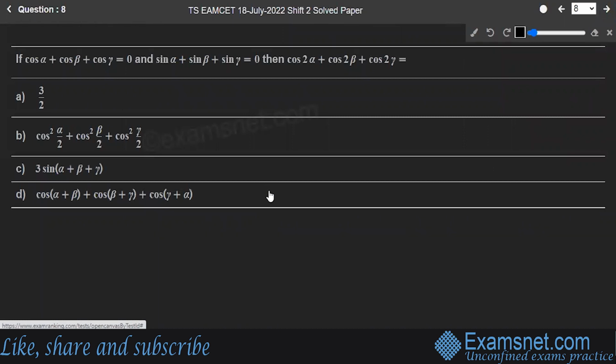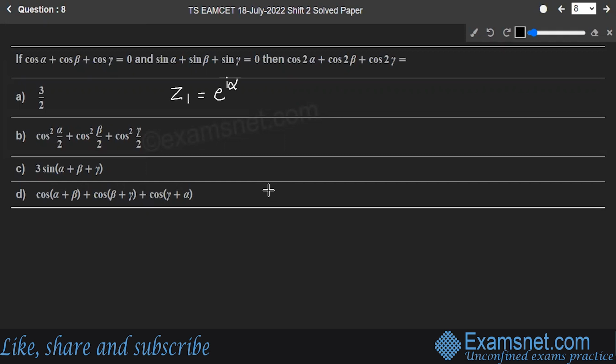Trigonometry problem before us. If cos alpha plus cos beta plus cos gamma is equal to 0, sin alpha plus sin beta plus sin gamma is equal to 0, then cos 2 alpha plus 2 beta plus 2 gamma is equal to what? Okay, so you are given that over here, I will write this in terms of complex numbers. First complex number can be written as e raised to power iota alpha.